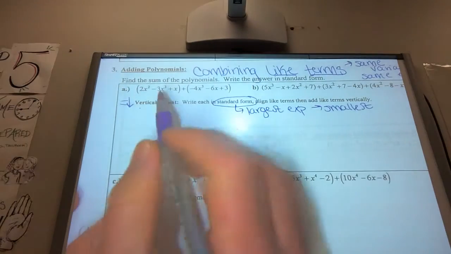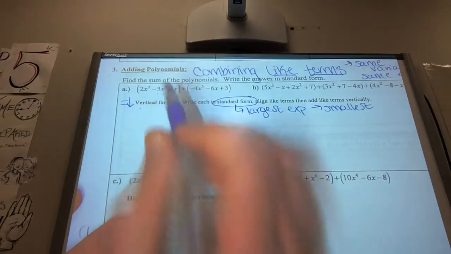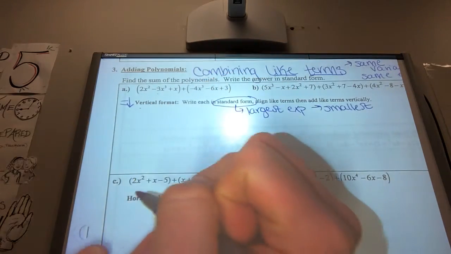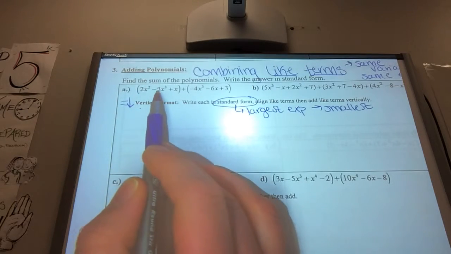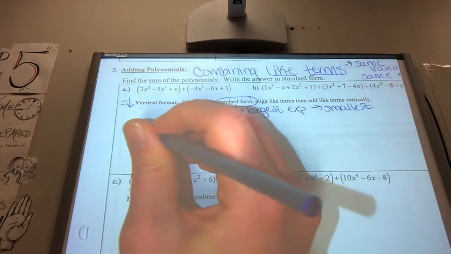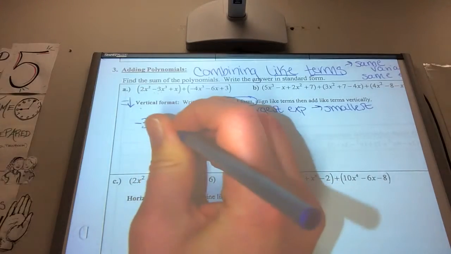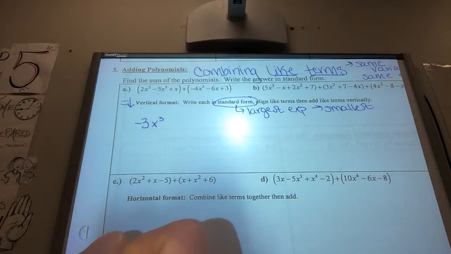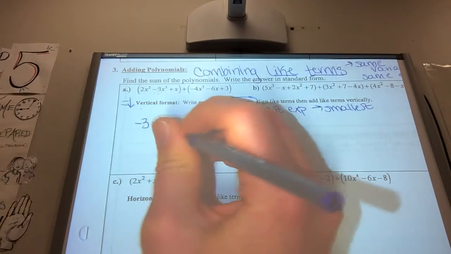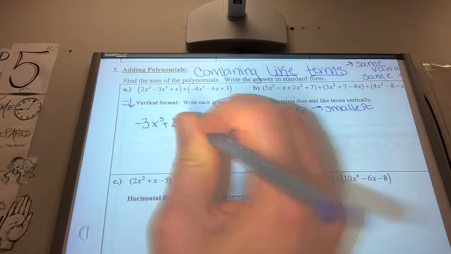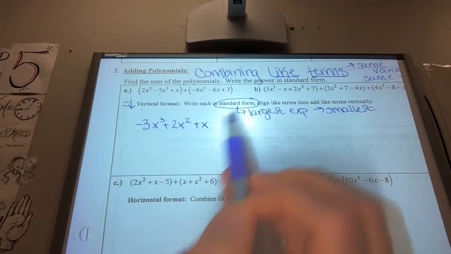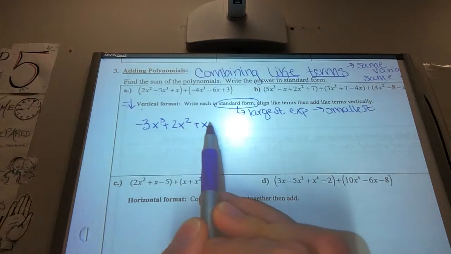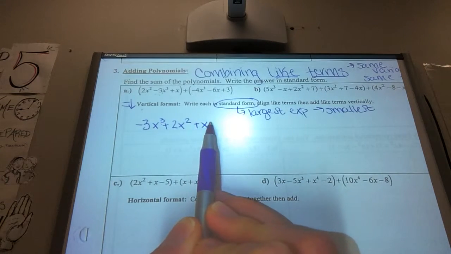So when I do that, I'm going to rewrite my first polynomial so that it's in order. So when I see 2x squared, negative 3x cubed, I'm going to write the negative 3x cubed first. And then, and again, don't write, wait till I'm done, and then 2x squared, and then x. That's what standard form means. So I have the largest exponent to the smallest, 3, 2, 1.